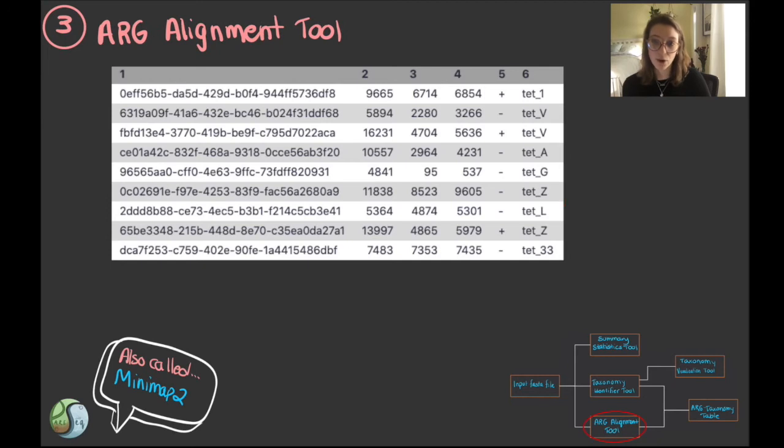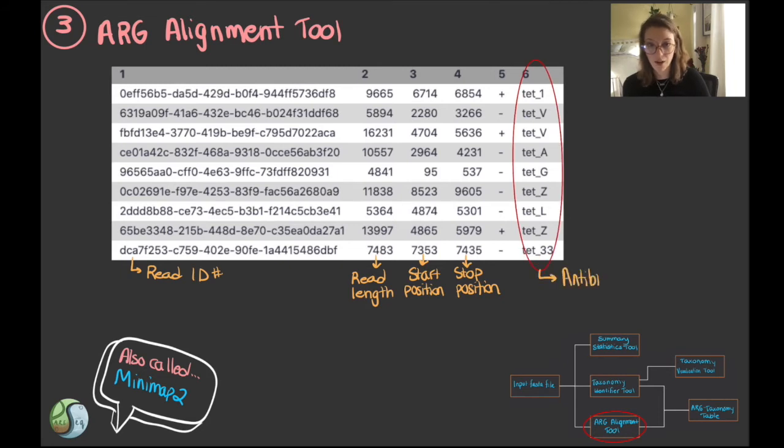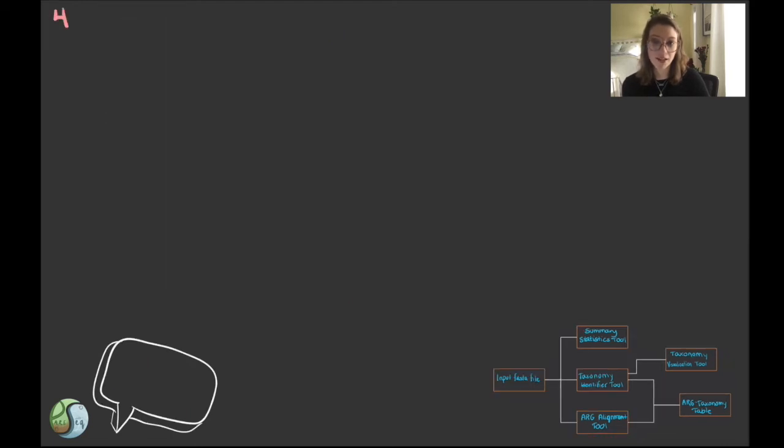On the output table, moving from left to right, you will see the ID number of each read, next the sequence length, followed by the nucleotide start and stop positions, and then the name of the antibiotic resistance gene identified. These are the outputs for the water sample, and you can see the ARGs that are present include a variety of resistance genes. Remember, there are over 50 kinds of identified tetracycline resistance genes.